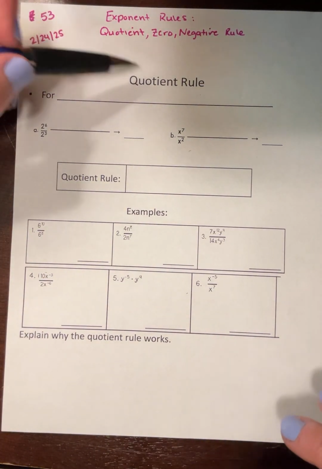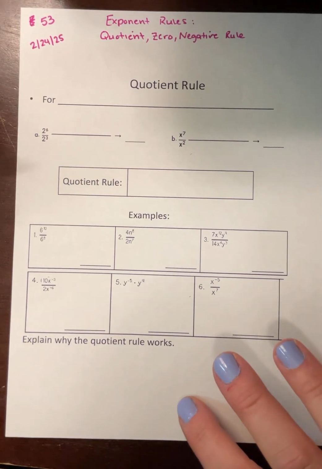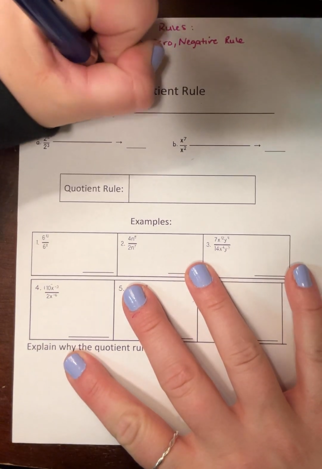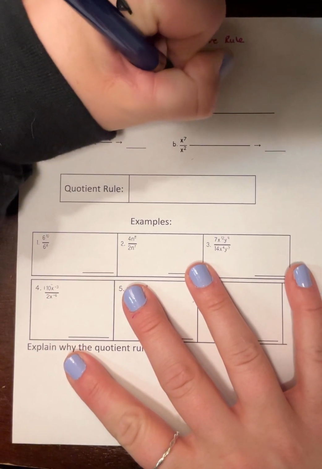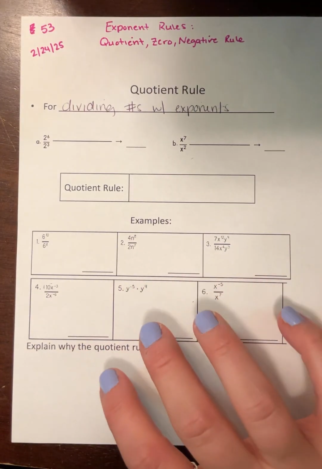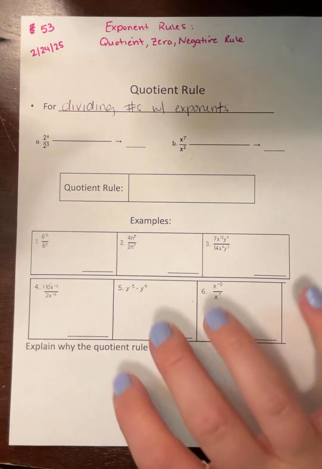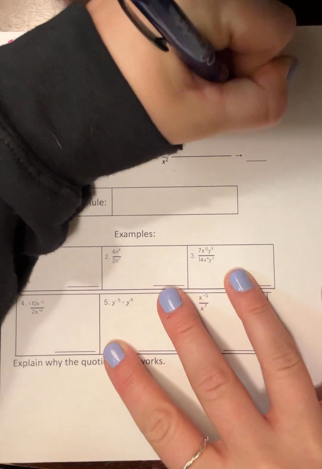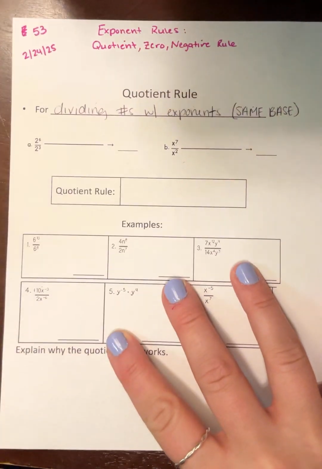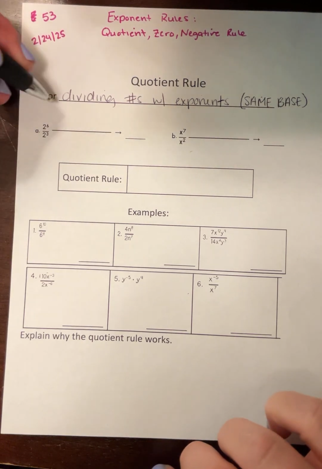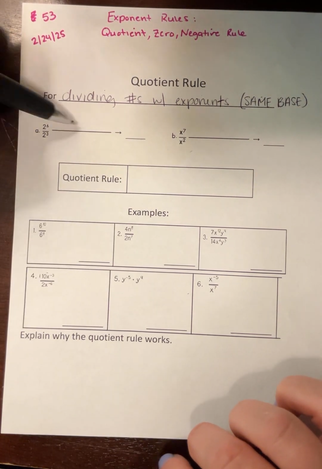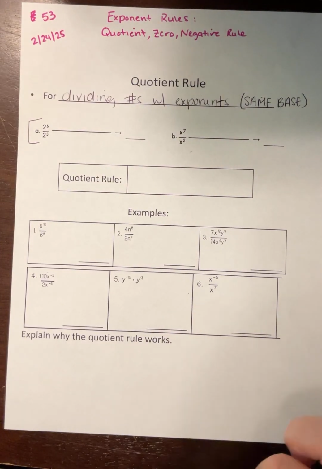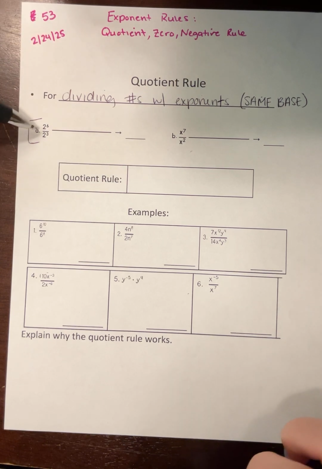All right, so the first rule we're going to look at today is the quotient rule. The quotient rule is for dividing numbers with exponents. Okay? Now, just like for the product rule, they have to have the same base for this to work. And just like we did with the product rule and the power to a power rule, we're going to look at this expanded out and talk about what the rule is and why it works, and then we'll use it down here.